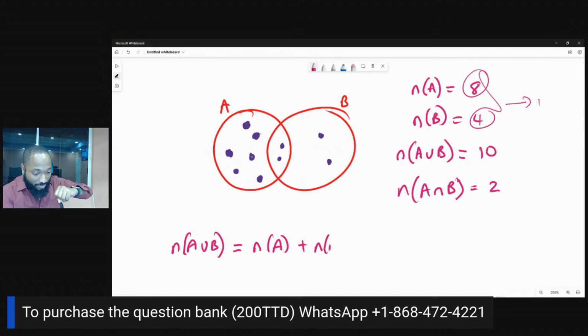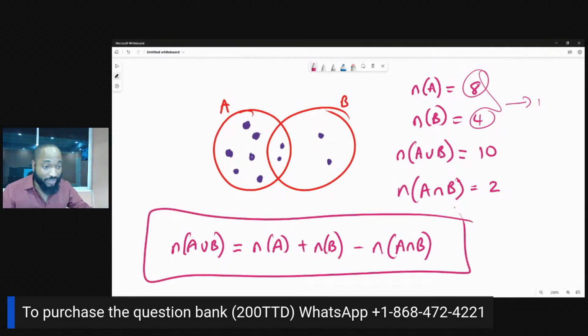plus the number of elements in B, but I need to subtract the middle portion here, the intersection, because I end up counting it twice. You see, this is the sets formula. This actually comes at the start of the paper. This is in the formula book. You could get a maths formula book as well. It has all the formulas for CSEC maths. This is a vital formula.